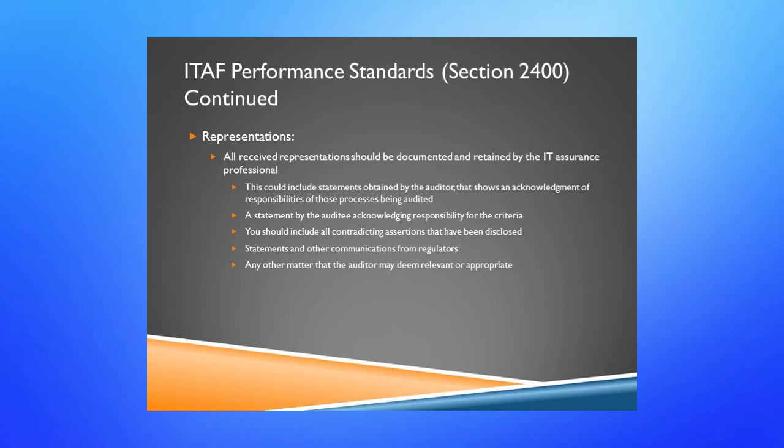So we basically have notes that are covering all of these aspects of communications. You should also include all contradicting assertions that have been disclosed, and statements and other communications from regulators, if you have them, and basically any other matter that you, the auditor, might think is relevant or appropriate to the audit at hand. All of those representations, like I said, should be recorded when they're received and documented.